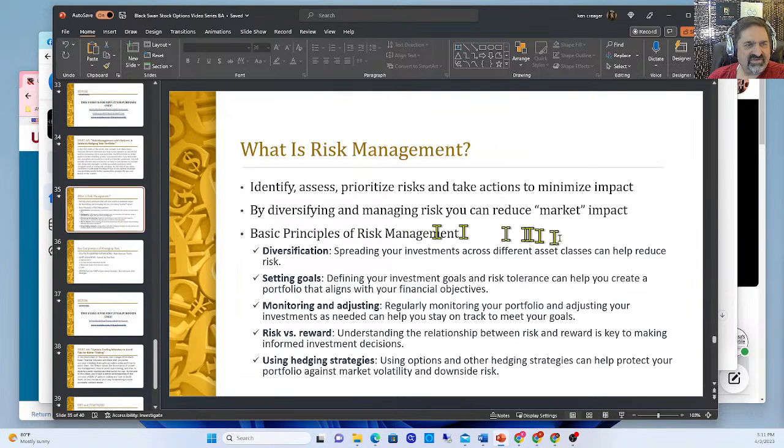So what is risk management? What exactly are we talking about? We're talking about identifying, assessing, and prioritizing risks and taking action to minimize the impact of those risks. Depending on how old you are, your risk tolerance, and what your objectives are, everybody has a different risk profile. So this is a personal thing that you need to look at and decide what you're going to do.